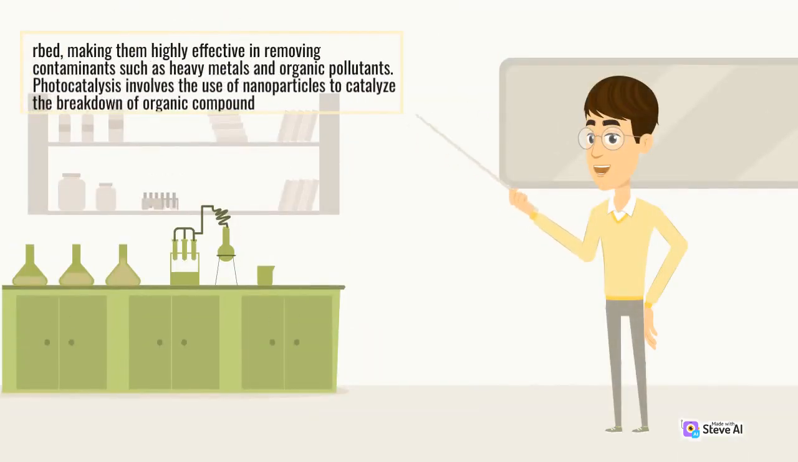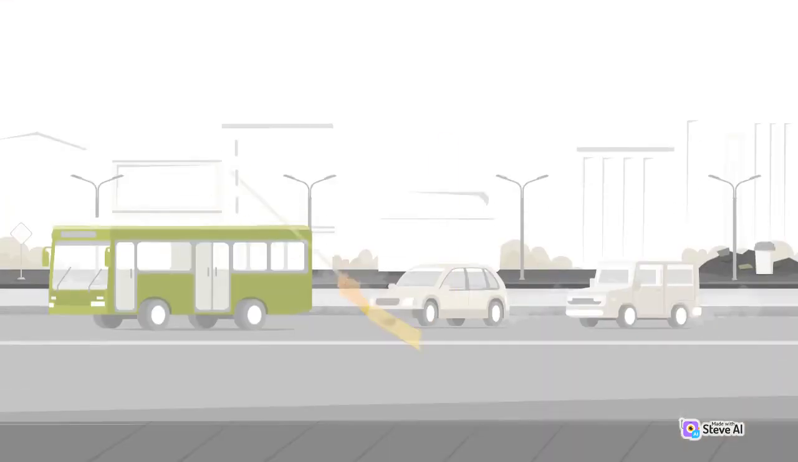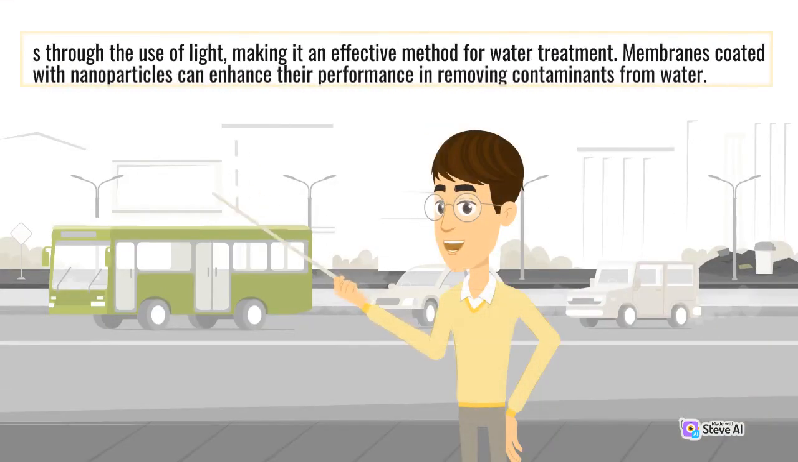making them highly effective in removing contaminants such as heavy metals and organic pollutants. Photocatalysis involves the use of nanoparticles to catalyze the breakdown of organic compounds through the use of light, making it an effective method for water treatment. Membranes coated with nanoparticles can enhance their performance in removing contaminants from water.